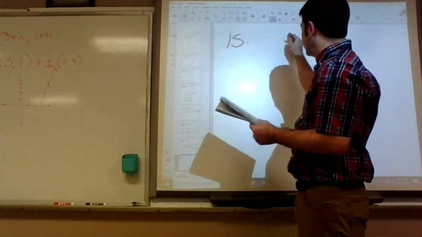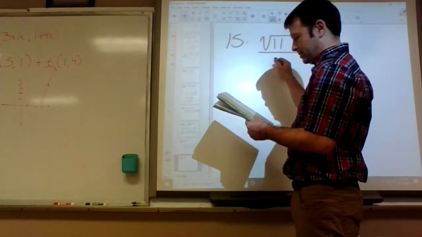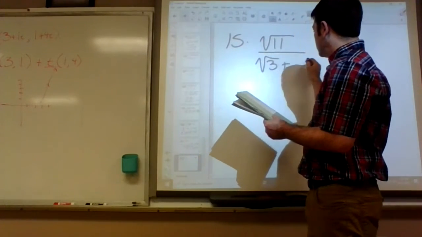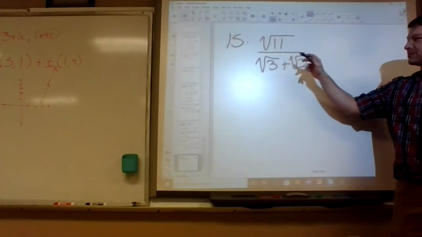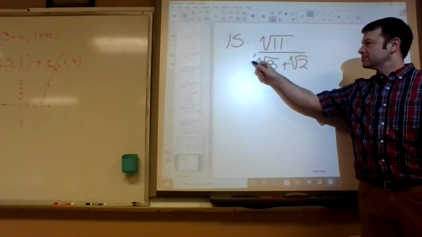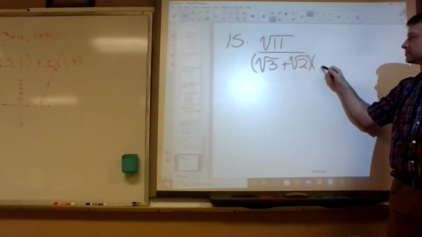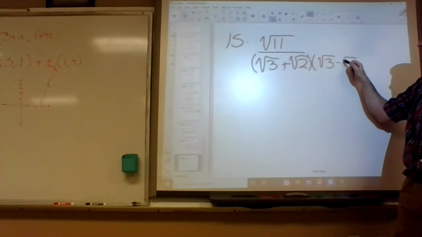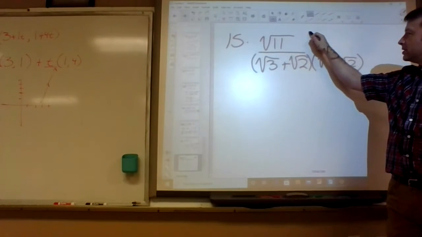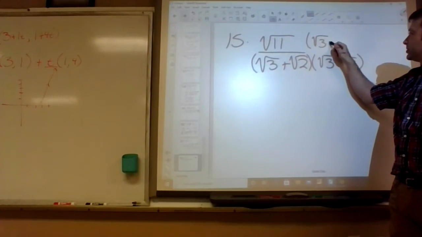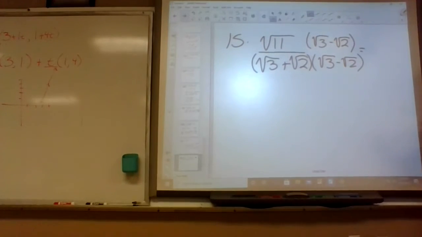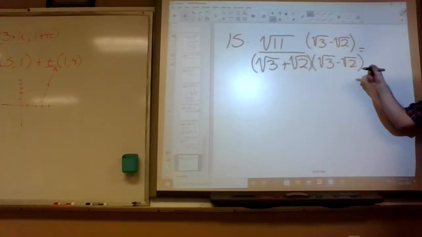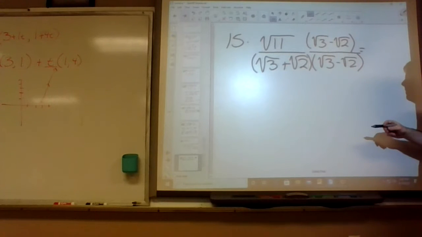15. So guess what I'm gonna do on 15? Anybody wanna guess? Oh, you're gonna FOIL again with the bottom. If you do that on the bottom, you gotta do that on the top. Because when you multiply by something over itself, you're really multiplying by 1, so you're not changing the value. That's why it's legal.